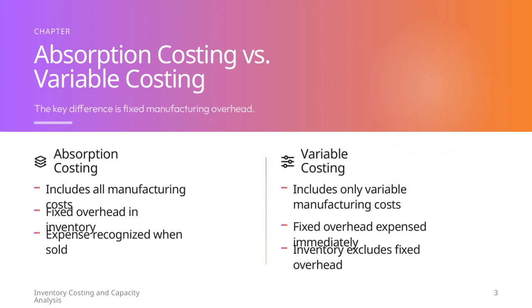Understanding these two costing methods is important because it affects how inventory is valued and how profits are reported, especially when analyzing capacity and production levels. This distinction plays a crucial role in capacity analysis and managerial decision-making.